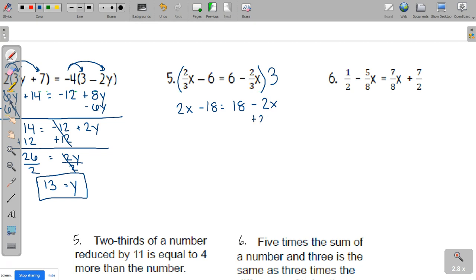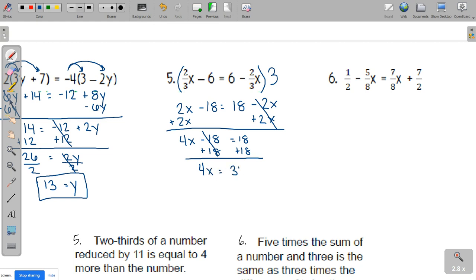Let's add 2x to both sides. Cancel, so we get 4x minus 18 is equal to 18. Let's move our constant over and add 18 to both sides. So we get 4x is equal to 36. And divide both sides by 4. And x equals 9.